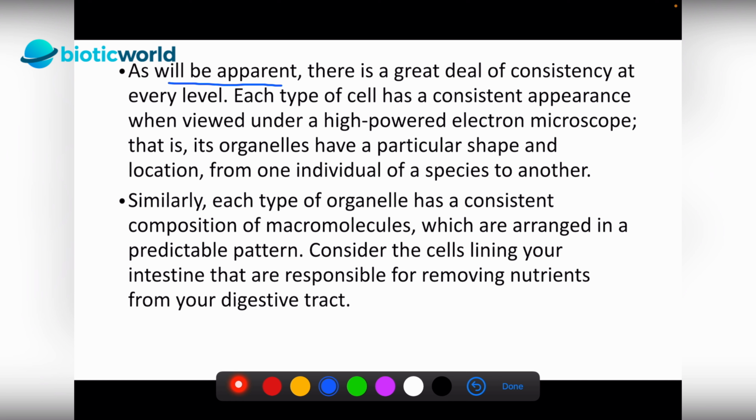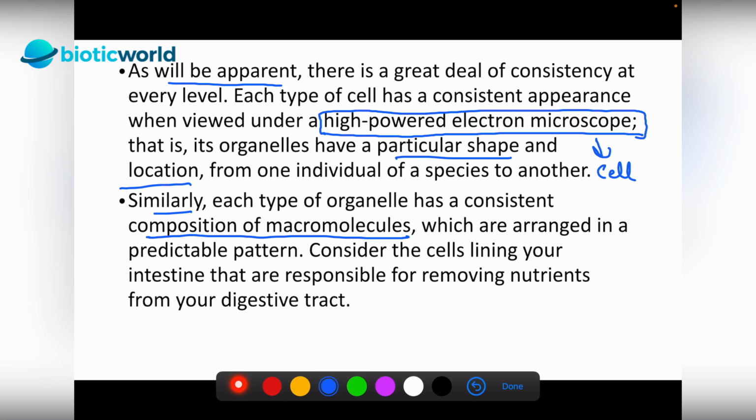Each type of cell has a consistent appearance when viewed under a high-powered electron microscope. That is, its organelles have a particular shape and location from one individual of a species to another. Here you can find that a cell can be viewed only under a microscope. Similarly, each type of organelle has a consistent composition of macromolecules which are arranged in a predictable pattern.